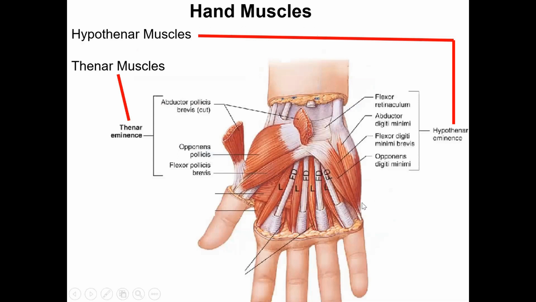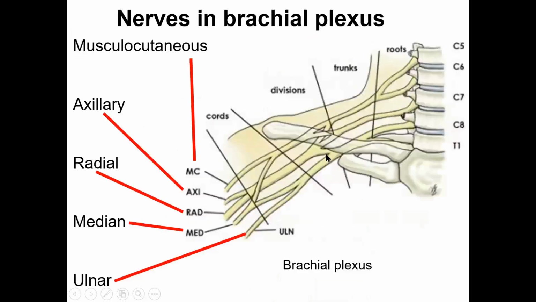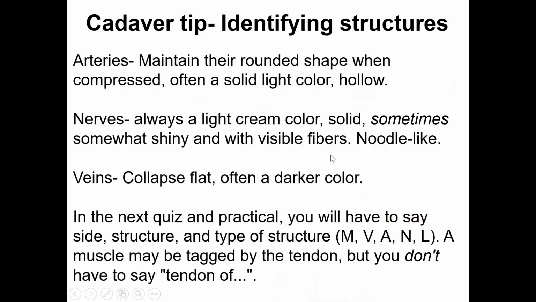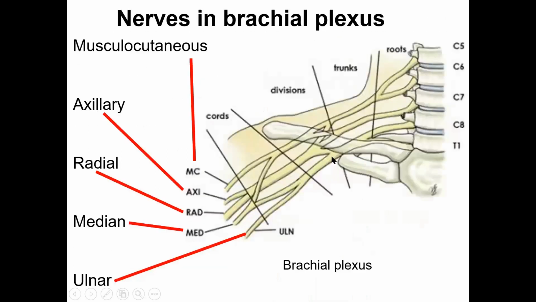And then of the hand, the only muscles we want you to know here are the hypothenar muscles, which are on the ulnar side of the palm, and the thenar muscles, which are on the radius or the thumb side of the palm. Although these muscles are individually named, we're just going to think about grouping them together as hypothenar versus thenar.